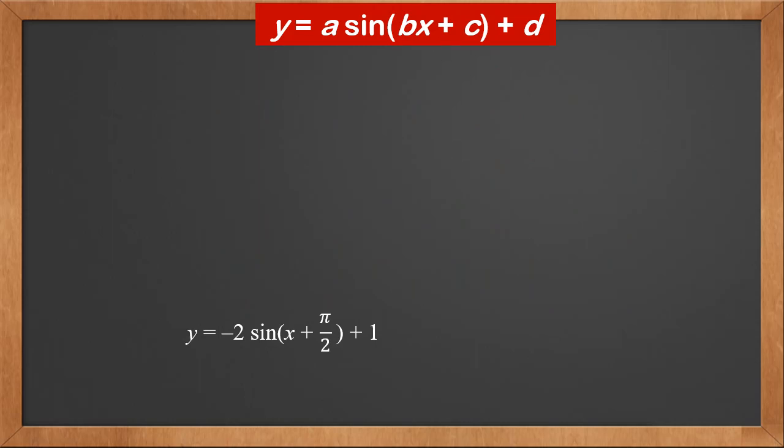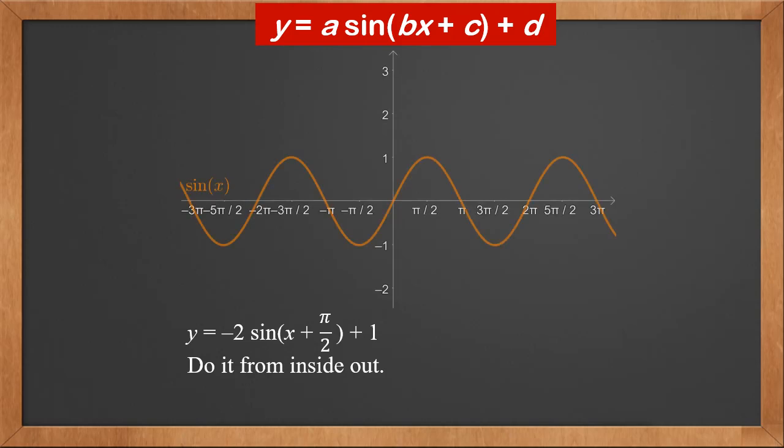Now let's put together all transformations. Sketch the graph of -2 sin(x + π/2) + 1. Let's do the transformations from inside out. First, let's transform y = sin x to y = sin(x + π/2). This is y = sin x moved to the left by π/2.